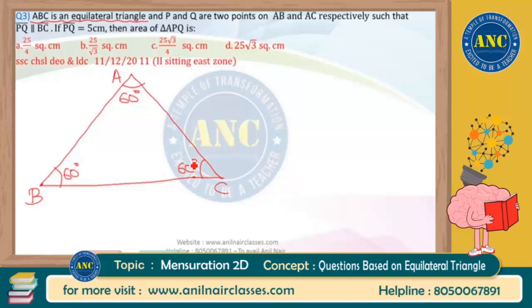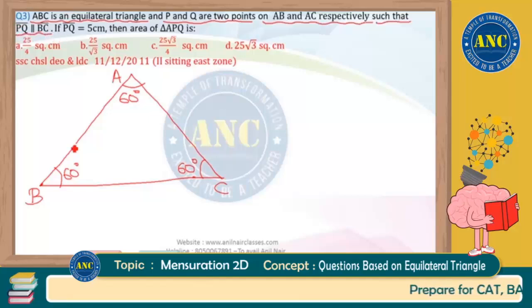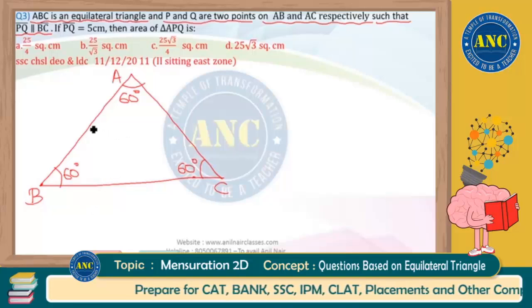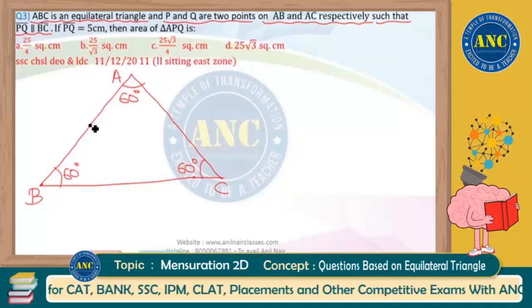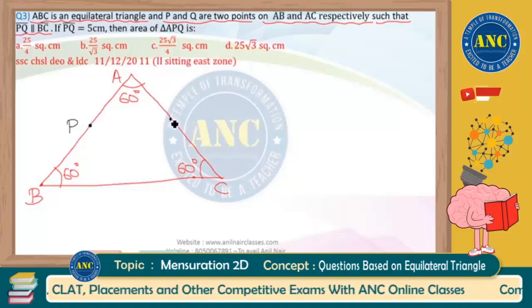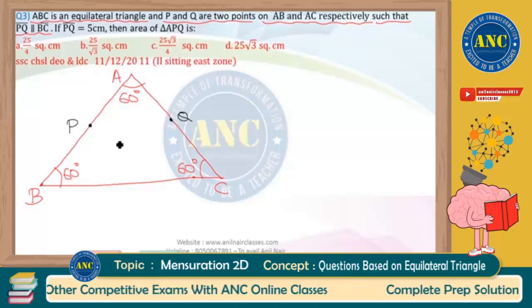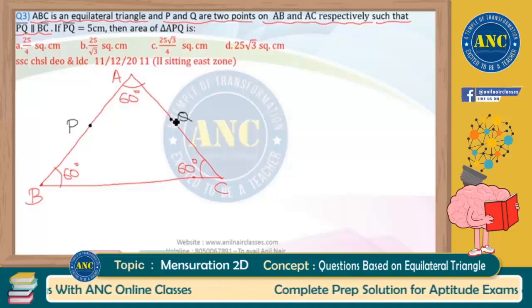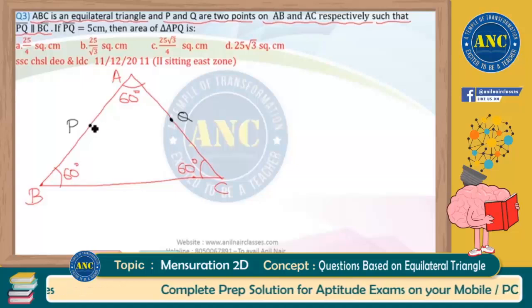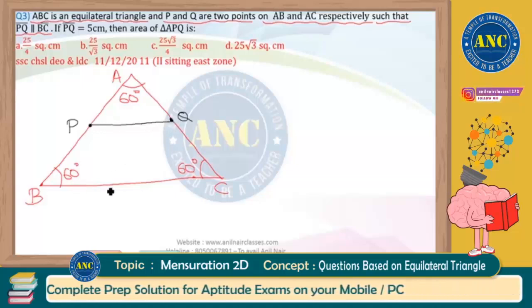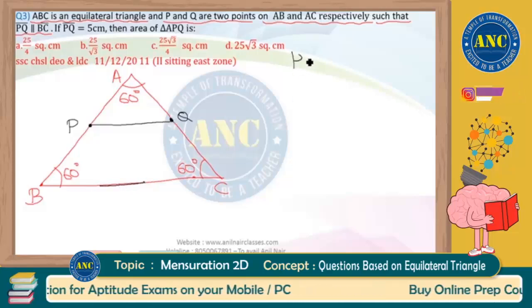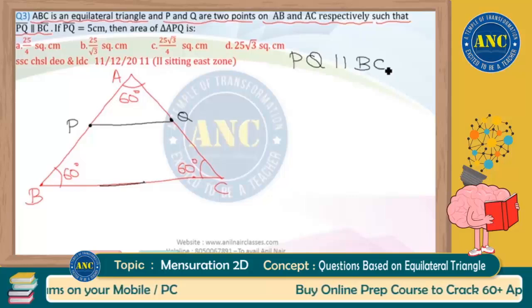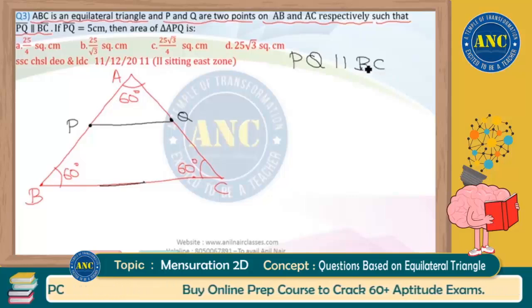Next, read the next statement. P and Q are 2 points on AB and AC respectively, such that PQ is parallel to BC. On AB there is a point called P. On AC there is a point called Q. How are these 2 points placed? They are not placed however they want. They are placed such that this line PQ is parallel to this line BC, right? PQ should be parallel to BC. That is how the points P and Q are placed on AB and AC respectively.